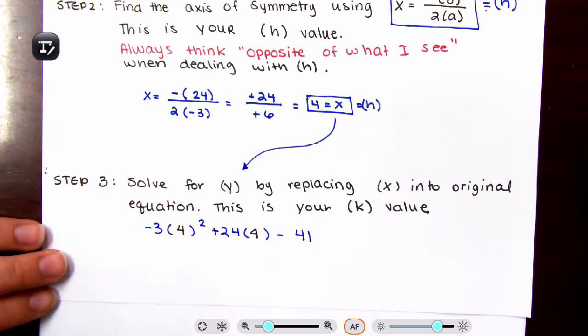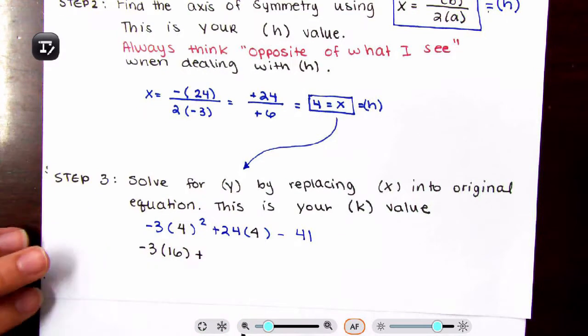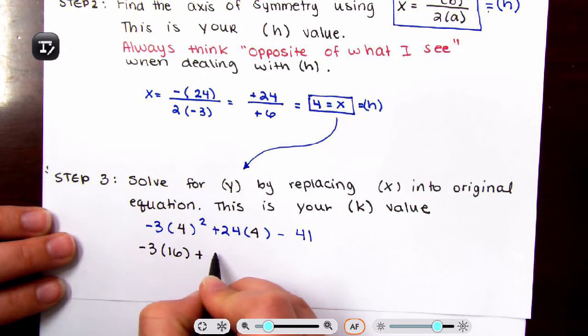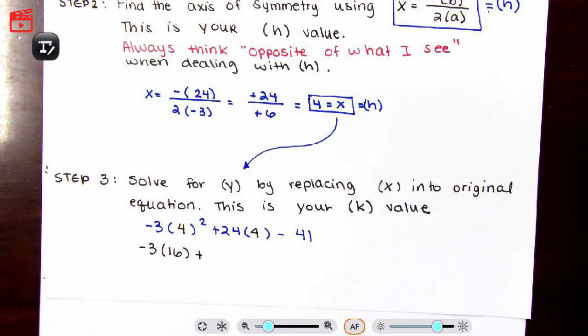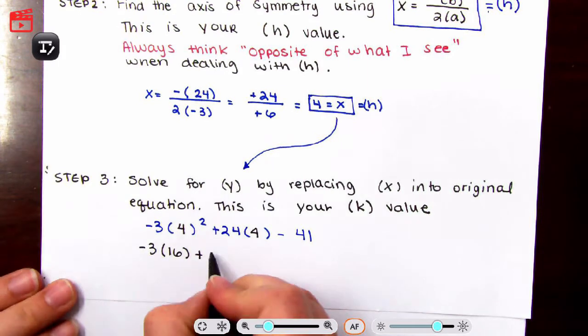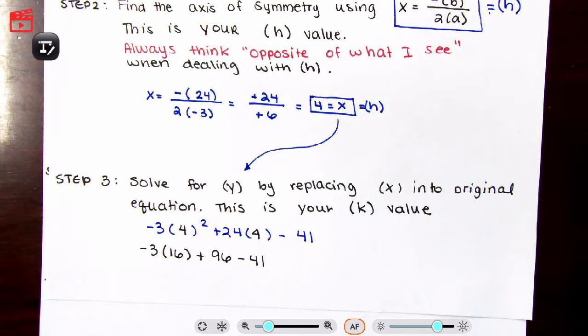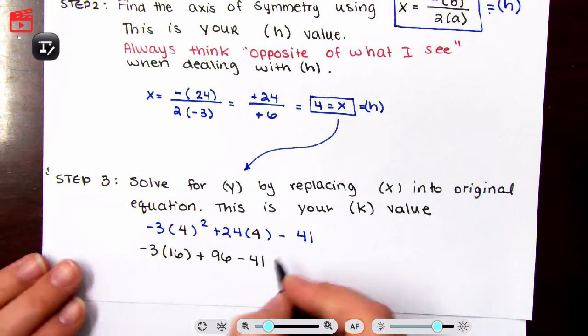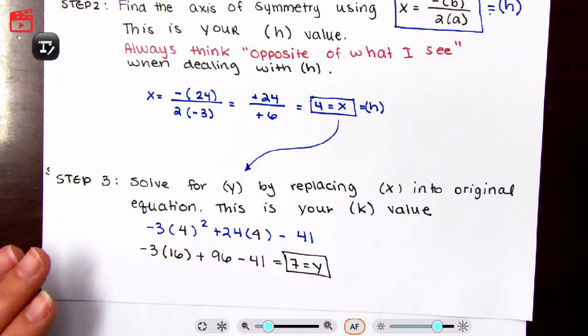So when you input 4, you have -3 times 4 times 4 is 16, plus 24 times 4. Let's use our calculator so I don't make a mistake. 24 times 4 is 96. Minus 41. Again, so that I don't make a mistake, I'm going to use my calculator here. -3 times 16 plus 96 minus 41 gives us an output of 7. So this is your y value, right? This is going to be your new k value.